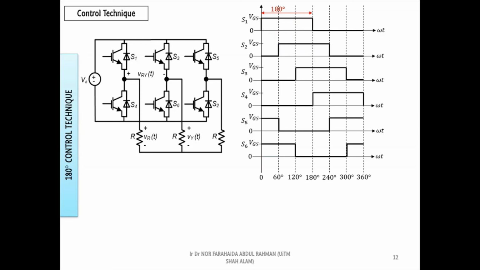Next, let's look at the 180 degrees conduction mode control technique. According to the graph, we can see the control pattern is similar to 120 degrees conduction mode, except for the width of the control pulses. This time, the width of each control pulse is 180 degrees. Hence, the conduction angle of each power switch is also 180 degrees.